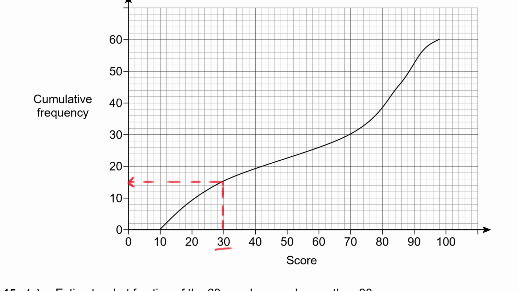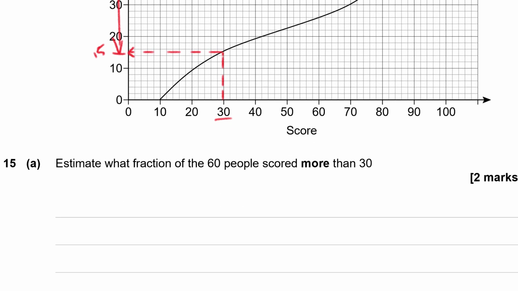What mark is that? Each one of these little squares is worth 2, isn't it? So 10, 12, 14. It's halfway between 14 and 16. I'm going to say that's 15. So I'm going to say that 15 people scored 30 marks or fewer. Now if we want to work out how many scored more than 30, then actually what we're looking for is the people from there to there. So the number of people between the mark 15 and 60. So I would estimate that as 60 take away 15, which is 45 people.